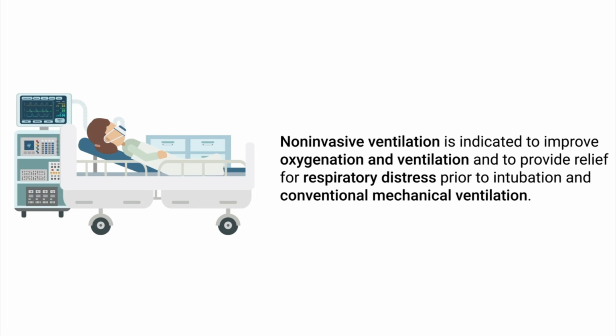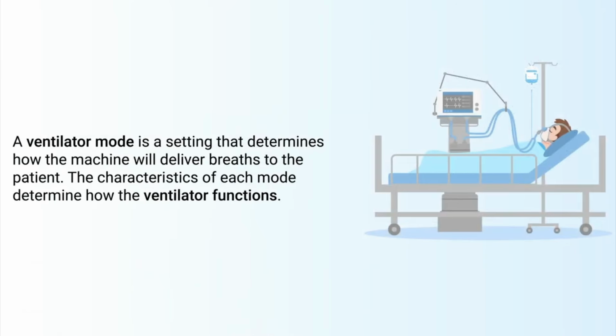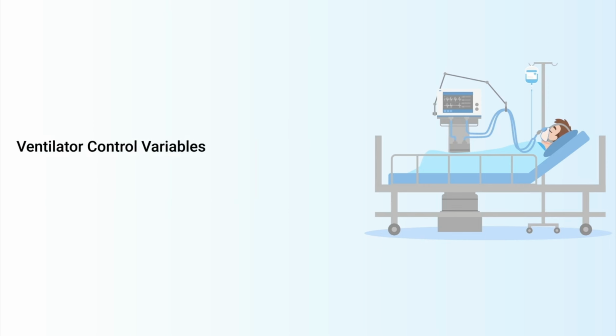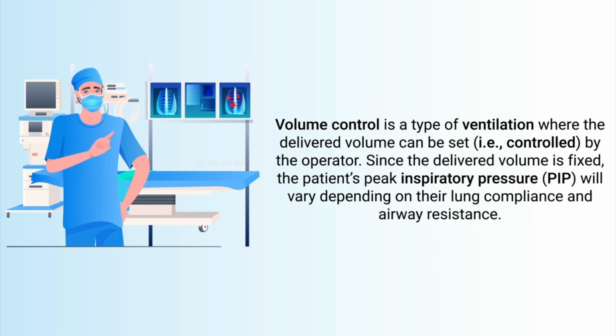Moving right along, now let's talk about the ventilator modes. A ventilator mode is a setting that determines how the machine will deliver breaths to the patient. The characteristics of each mode determine how the ventilator functions. In general, there are two primary control variables in mechanical ventilation: volume control and pressure control. Volume control is a type of ventilation where the delivered volume can be set or controlled by the operator. Since the delivered volume is fixed, the patient's peak inspiratory pressure will vary depending on their lung compliance and airway resistance.